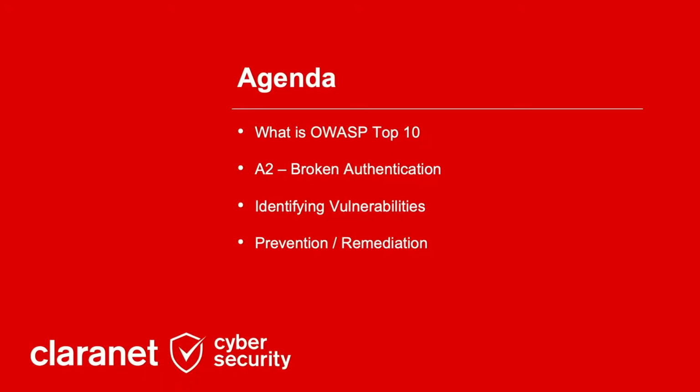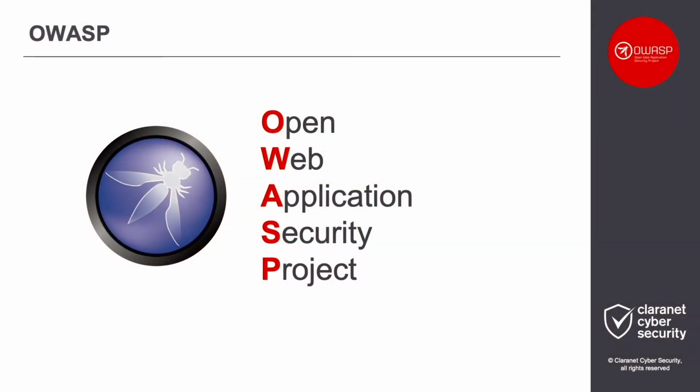In this episode we'll be continuing the OWASP Top 10 series, and today we'll be looking at A2 Broken Authentication. To quickly run over the agenda for this presentation, I'll start off with a brief introduction as to what OWASP is and what their top 10 list is, and I'll jump into a description of the Broken Authentication entry. Then I'll move on to how we can identify such vulnerabilities within web applications, and I'll finally close off with some prevention and remediation suggestions.